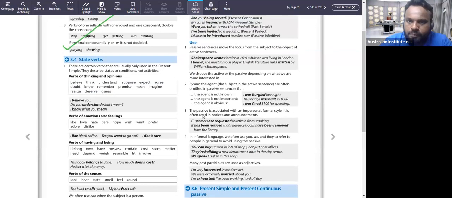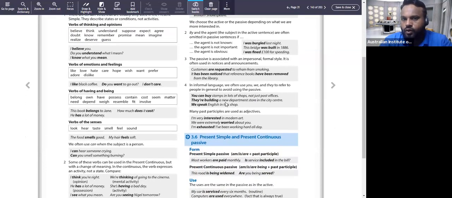Next one, the passive is associated with an impersonal formal style. It is often used in notices and announcements. Customers are requested to refrain from smoking. It has been noticed that reference books have been removed from the library. This is another rule. There are a lot of rules, but don't worry about memorizing each and everything. We just go through them in one go so that when we see them, we can identify them.